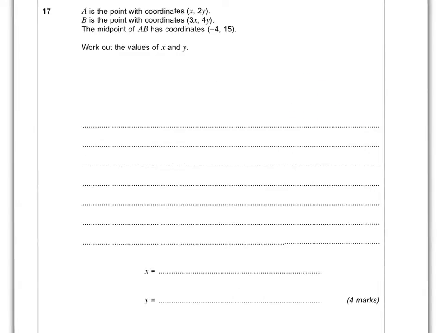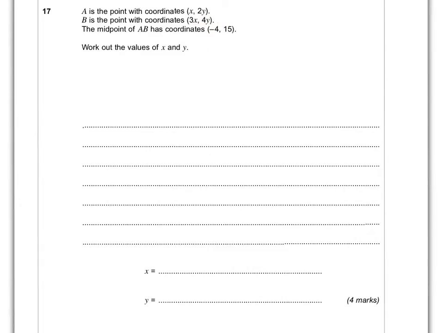Here we're given two coordinates, coordinate A and coordinate B, which both feature algebra. And we're told that when we find the midpoint of those two, the point exactly halfway in between both of them, we get this value here. So I'm going to try and work out what the midpoint of these are, set it equal to this, and hopefully that should allow me to find what x and y are.